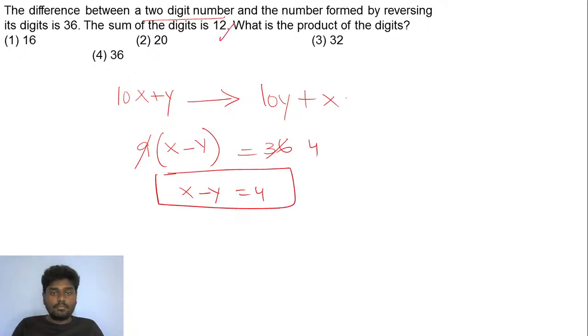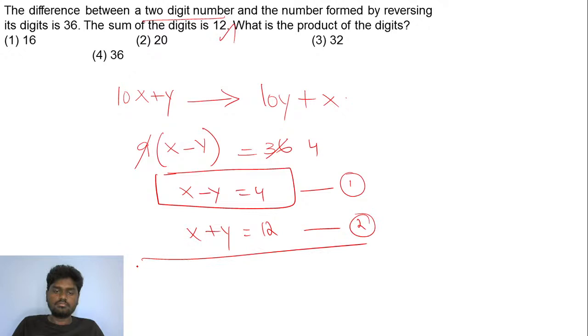And they have given you the sum of the digits is 12. So which means x plus y is equal to 12. Take this as 1, take this as 2. And if you simply do 1 plus 2, this is going to give you 2x is equal to 16 and the value of x is equal to 8.